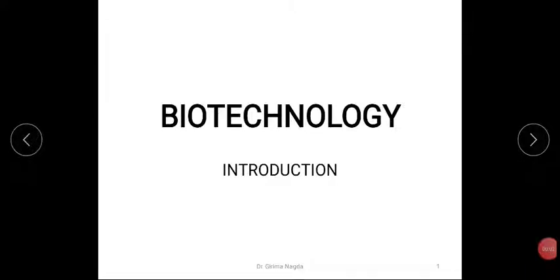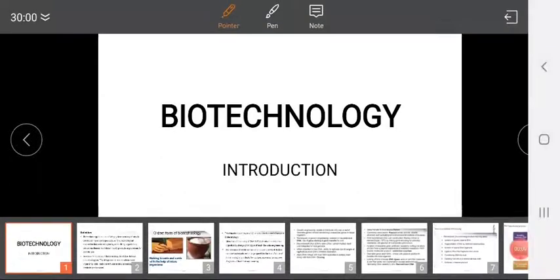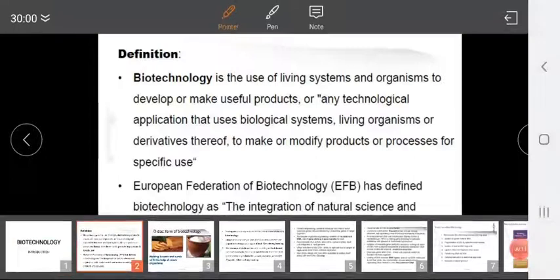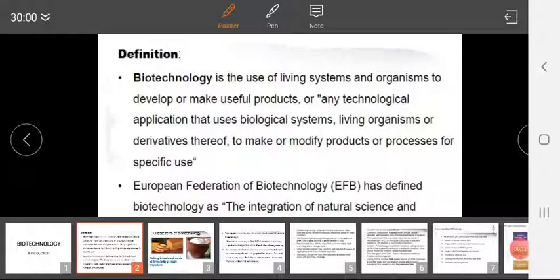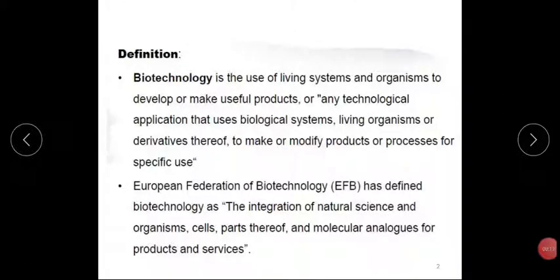Hello students. Now before starting with unit 4, I'll just give you a brief introduction about biotechnology. Now as you can see in this slide, what is biotechnology? When we define biotechnology, it is the use of living systems and organisms to develop or make more useful products.